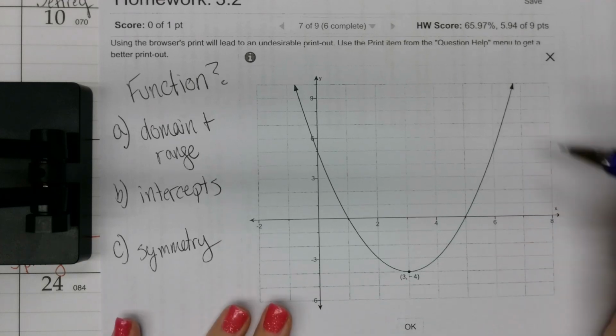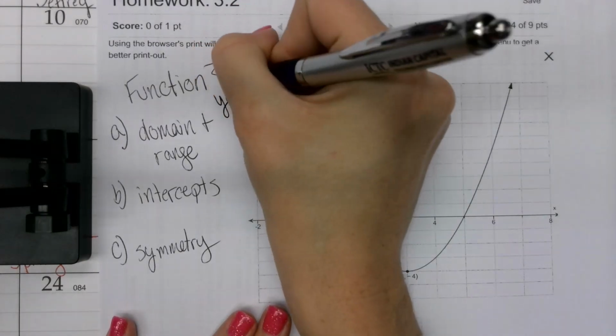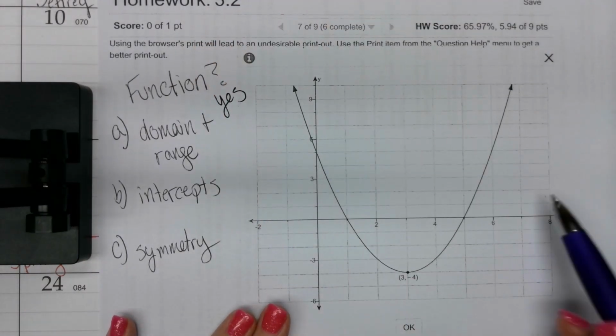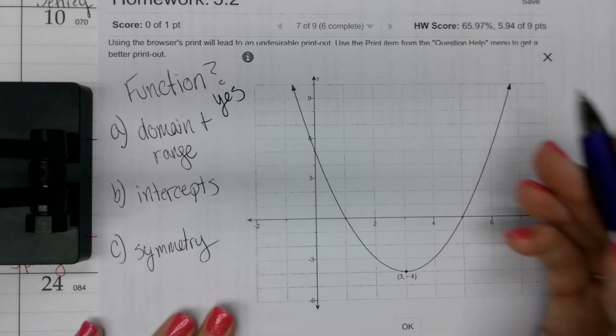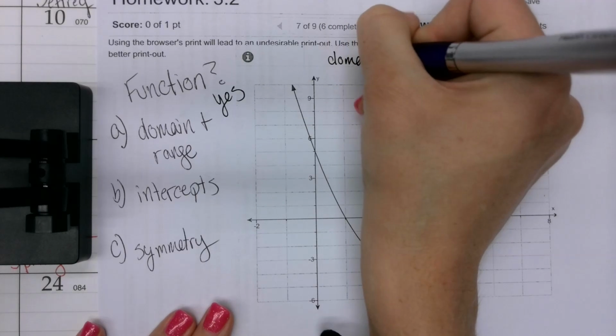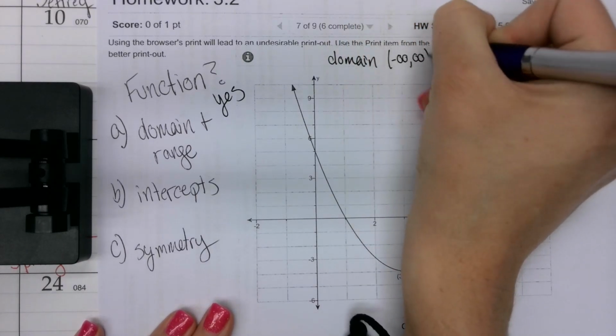So on this one, we do our vertical line test again. This would be a function. Our domain and range, so our lowest x to our highest x, and since there's arrows on both ends of this, our domain will be negative infinity to positive infinity.